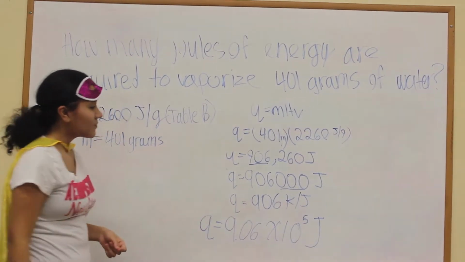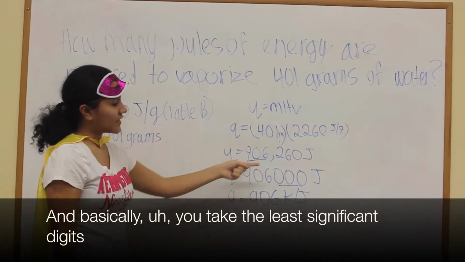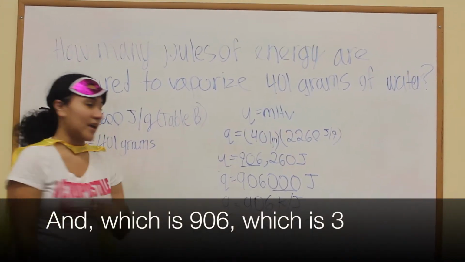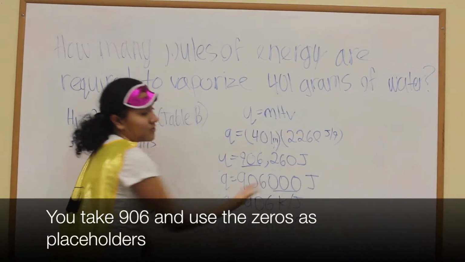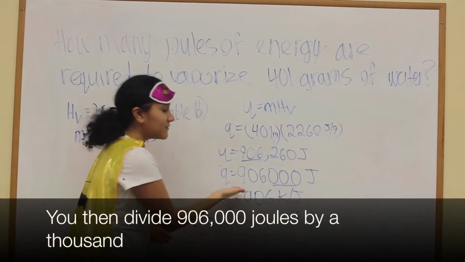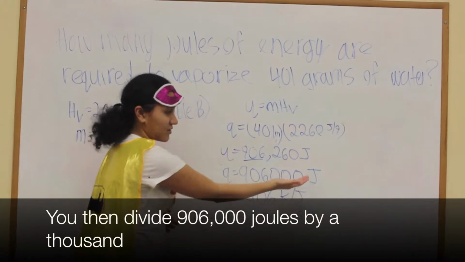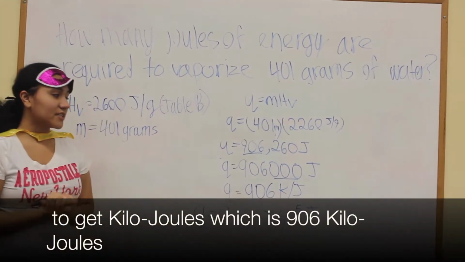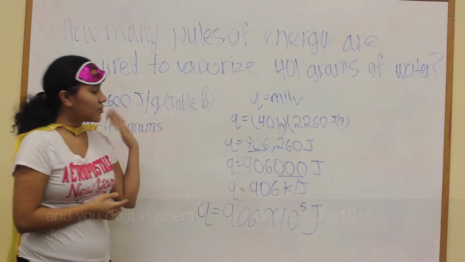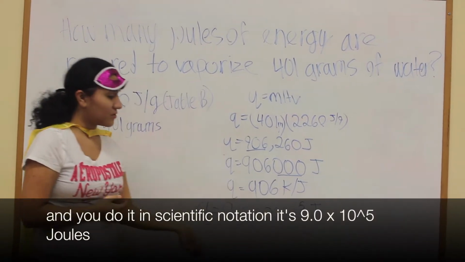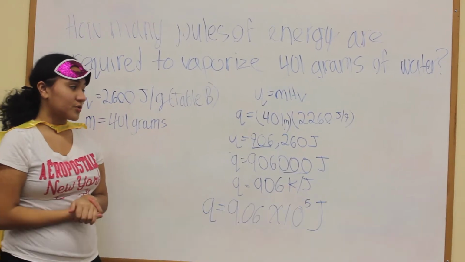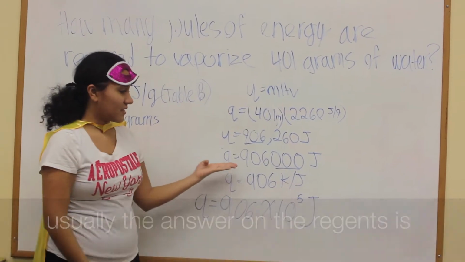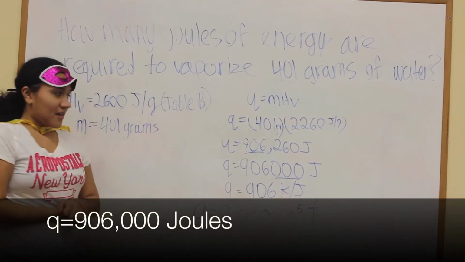906,260 joules. Basically, you take the least significant digits, which is 906, which is 3. You put 906 and you use the zeros as placeholders. You then divide 906,000 joules by 1,000 to get kilojoules, which is 906 kilojoules. And to do it in scientific notation, it's 9.06 times 10 to the 5th joules. These can be any answer, but usually the answer in the regents is Q equals 906,000 joules.